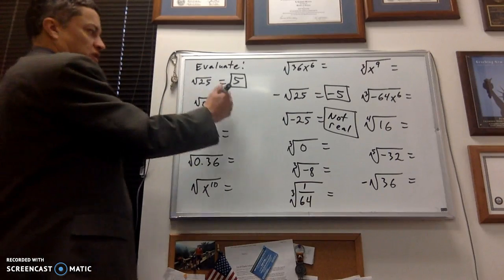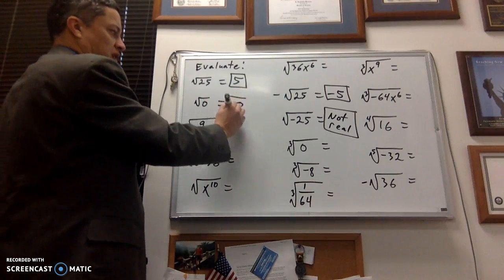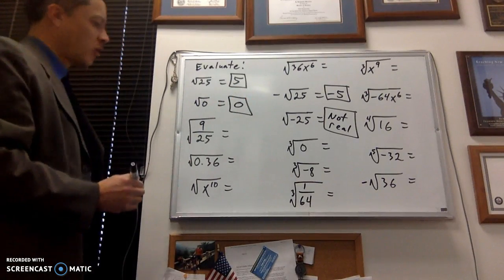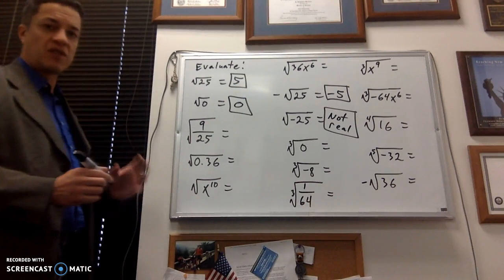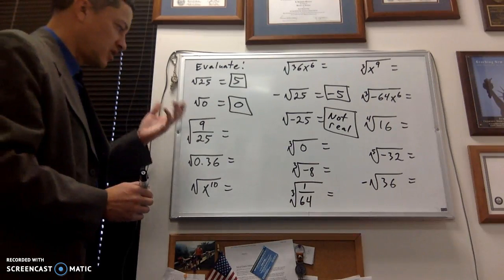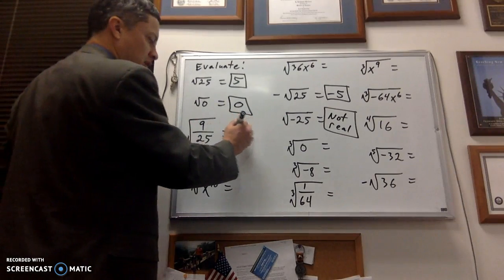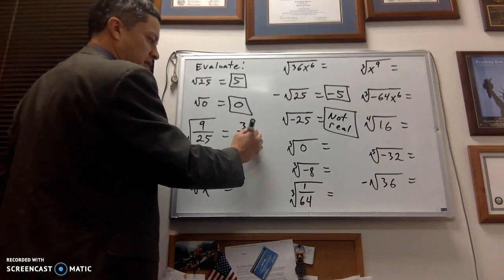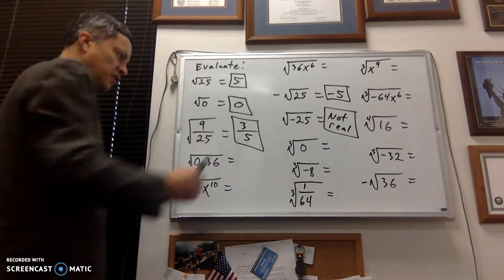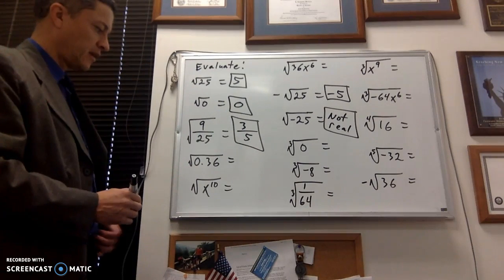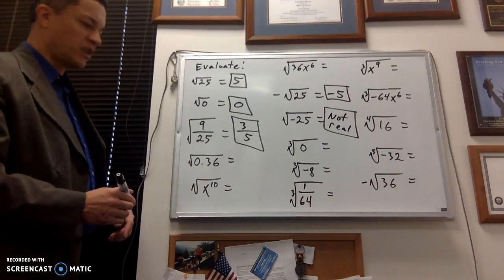Let's keep going. Square root of 0 is 0. That one's not too bad, I hope. The square root of 9 over 25. That one's going to be easier than you might think. Just take the square root of 9. That's 3. The square root of 25. That's 5. So 3/5.